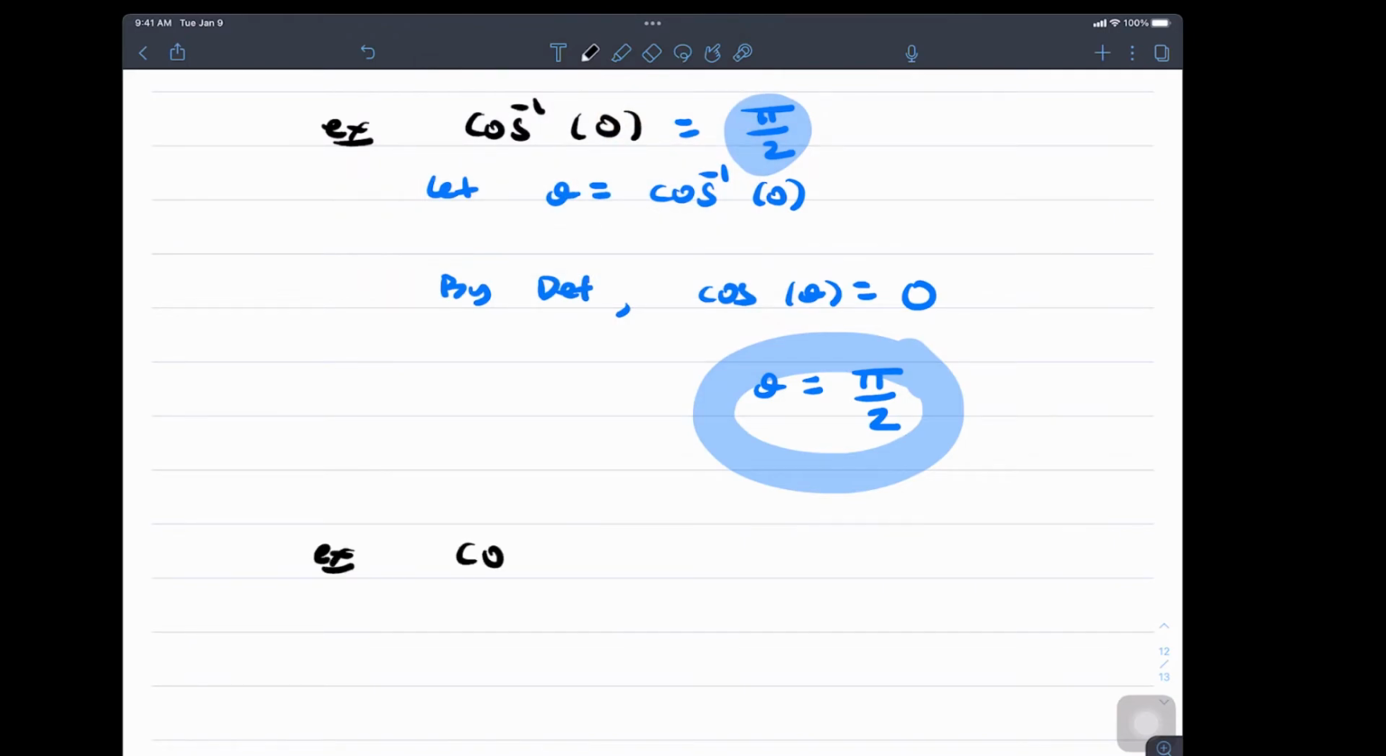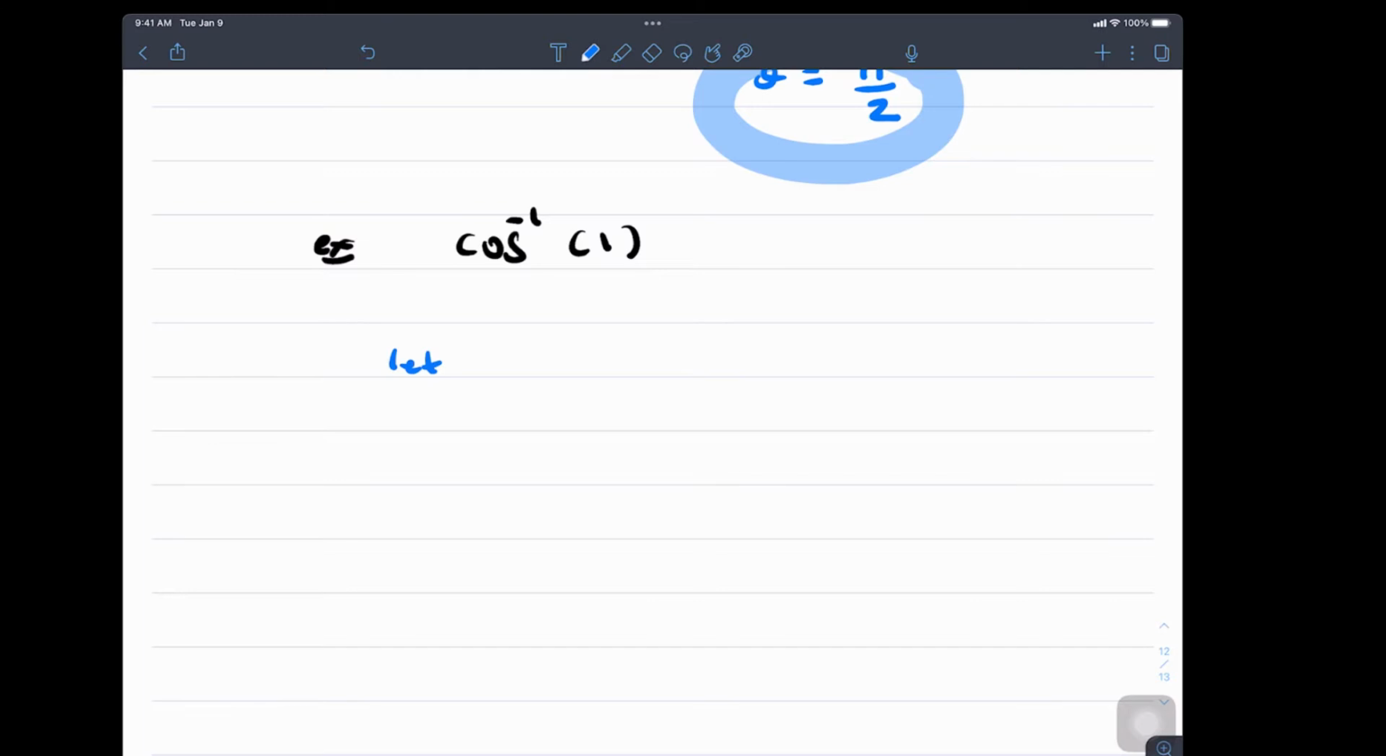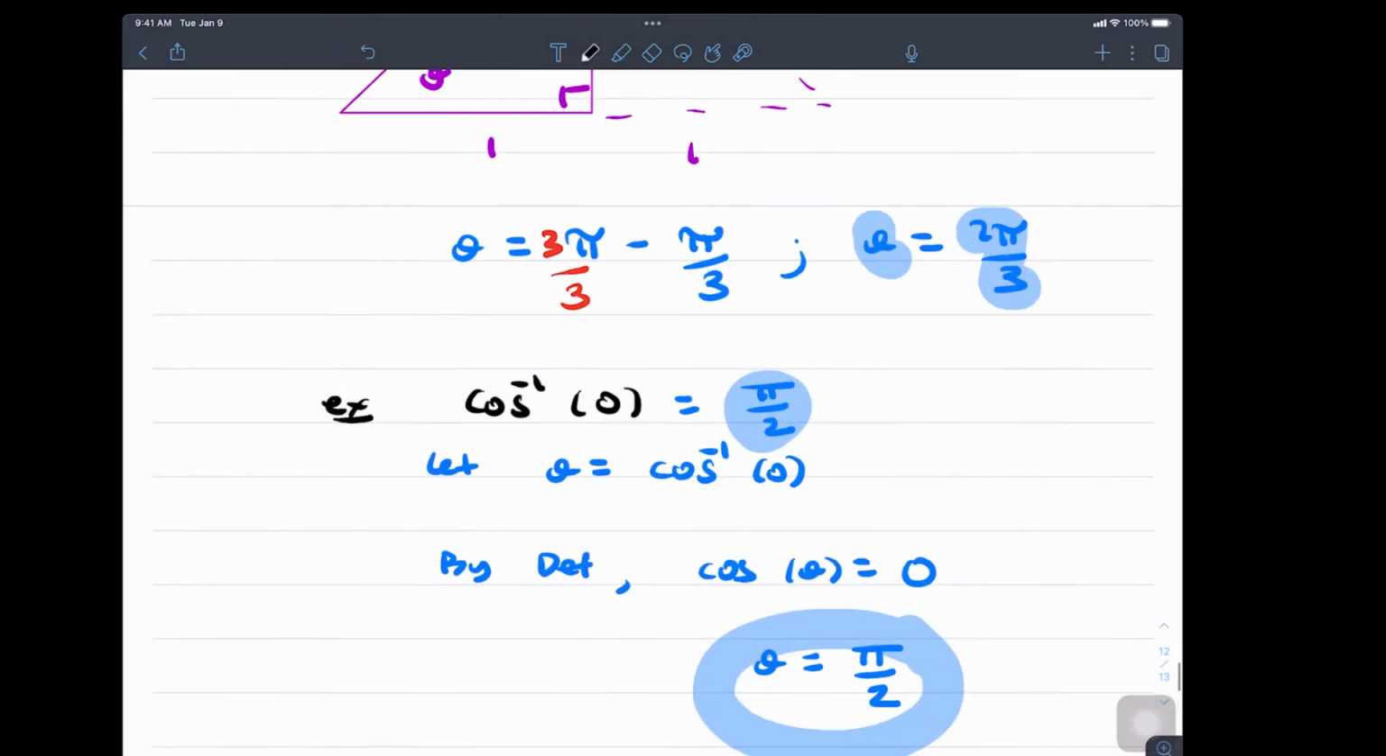And then similarly, if we say, what about inverse cosine of 1? Same process. You let theta be inverse cosine of 1, and then by definition, it means cosine theta is 1. Now, you again think of the curve. What is theta going to be? Theta is 0. Is that true? Okay? Because that's where you have the maximum value.